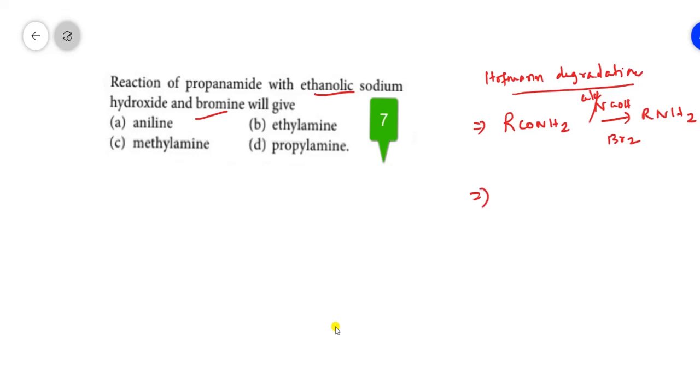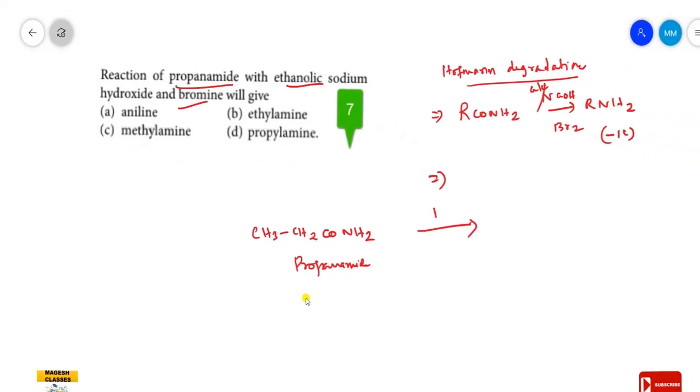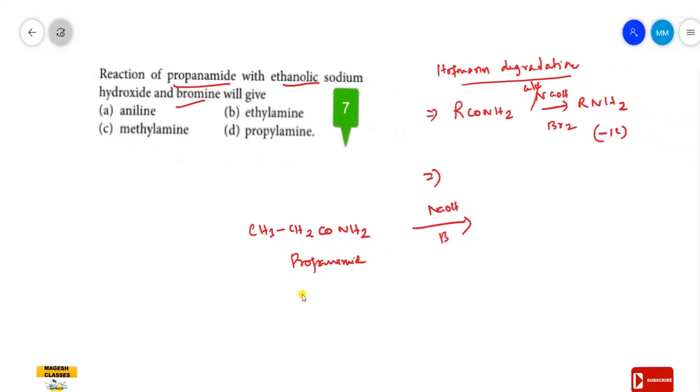And what is the concept? The amide is converted into amine. Here the amine has one carbon less than the parent amide. Okay. So propanamide is the starting material. Propanamide contains 3 carbon atoms, CH3CH2CONH2. So this is the propanamide. Okay. When it is treated with sodium hydroxide and bromine, alcoholic sodium hydroxide.